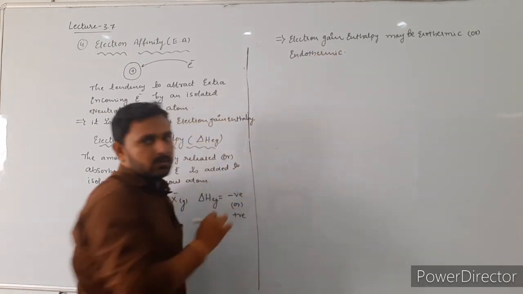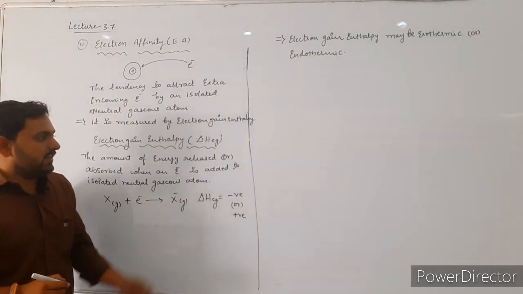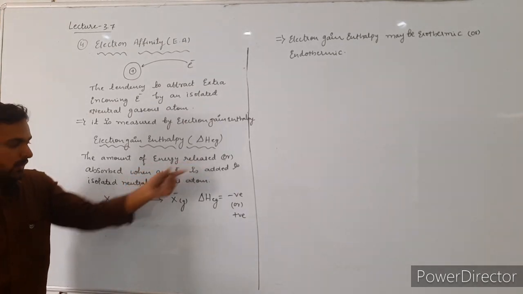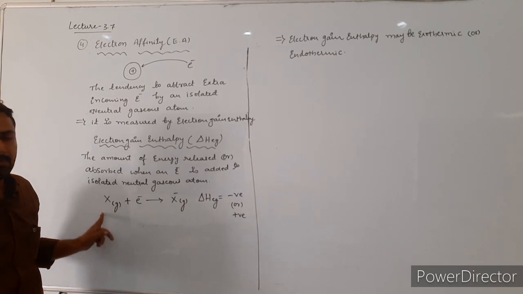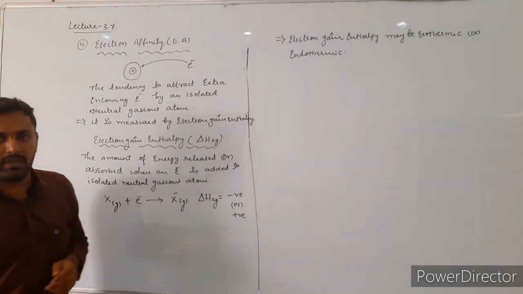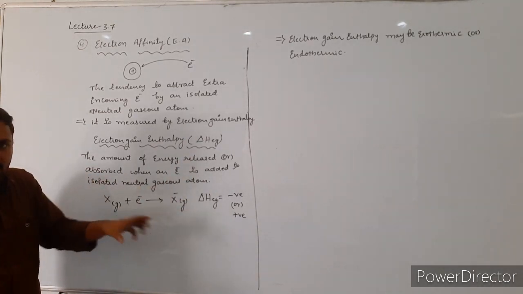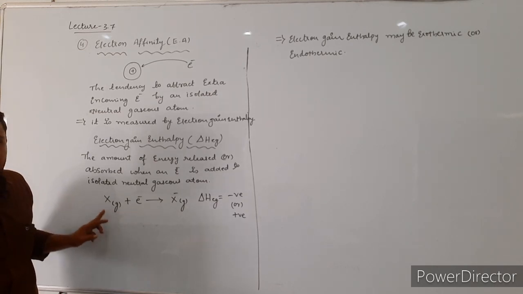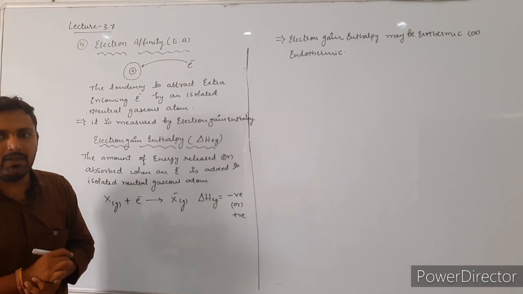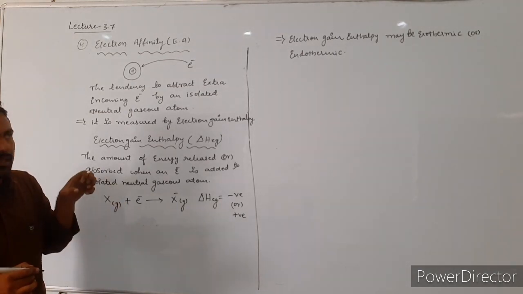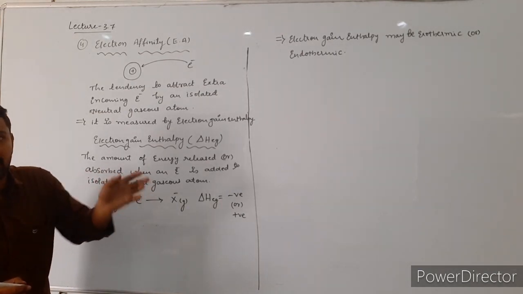What is the meaning of exothermic and endothermic? If energy is released during the addition of an electron to a neutral gaseous atom, then that process is called exothermic. If energy is absorbed when an electron is added to a neutral gaseous atom, then that is called endothermic. Endothermic means energy absorbed. Exothermic means energy released.